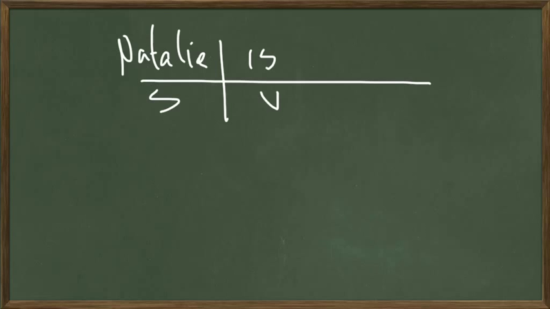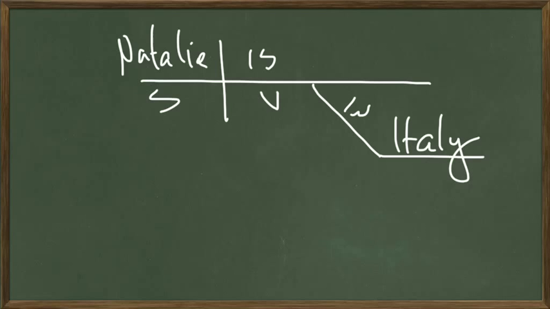Natalie is. Where is Natalie? She's in Italy. This is a prepositional phrase. The preposition goes on the slanted line, and the object of the preposition goes on the horizontal line. Natalie is in Italy. The last thing I have my students do is now translate this sentence that they've parsed and they've diagrammed. I have them translate it finally into Latin.